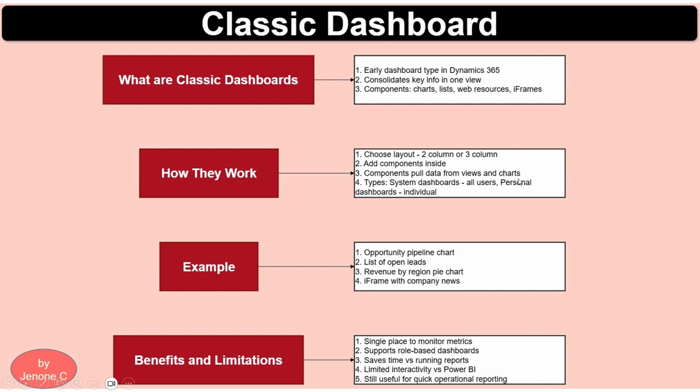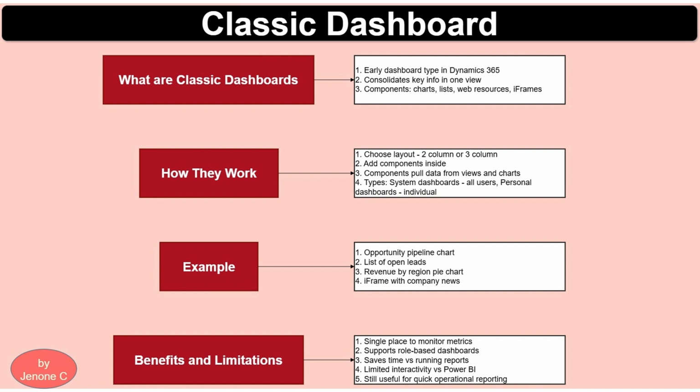Classic dashboards are one of the earliest dashboard types in Dynamics 365. They allow users to see important information in a single consolidated view. A classic dashboard is made up of different components like charts, lists, web resources, iframes, and even relationship assistants, which is nothing but assistant cards.